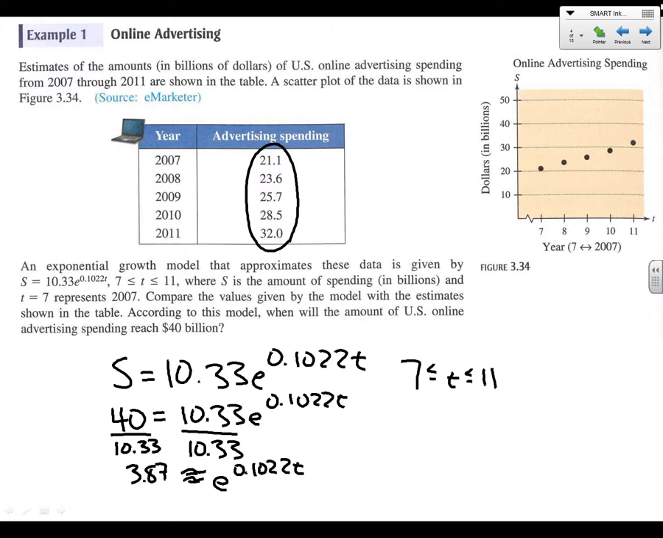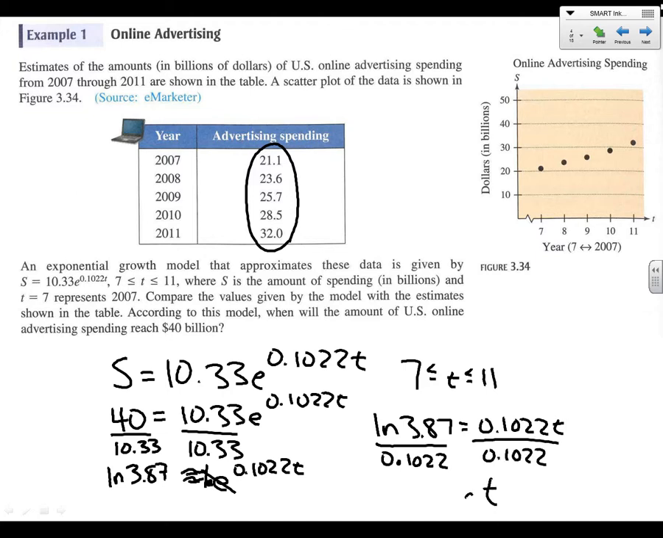Now the key to all these problems is getting rid of the e. How do we get rid of e? Put the natural log in front of it, so that the natural log and e cancel, and we end up with the natural log of 3.87 equals 0.1022t. We plug the natural log of 3.87 into our calculator and divide both sides by 0.1022. If we do it all right, we get approximately 13.2. So it'll take a little more than 13 years.